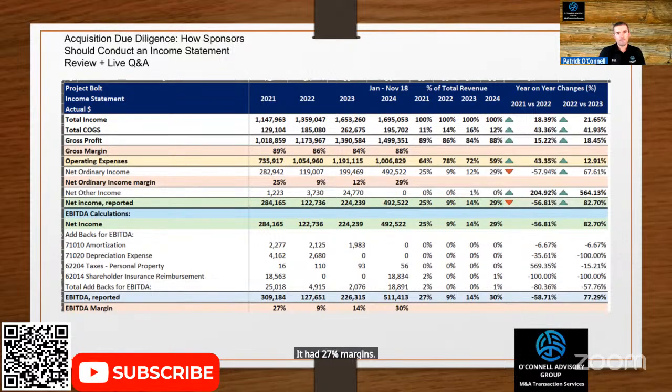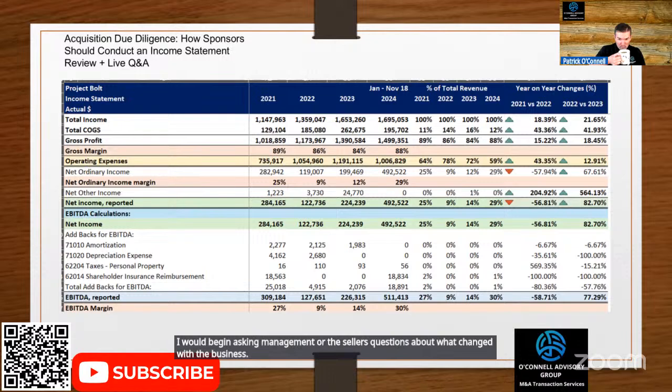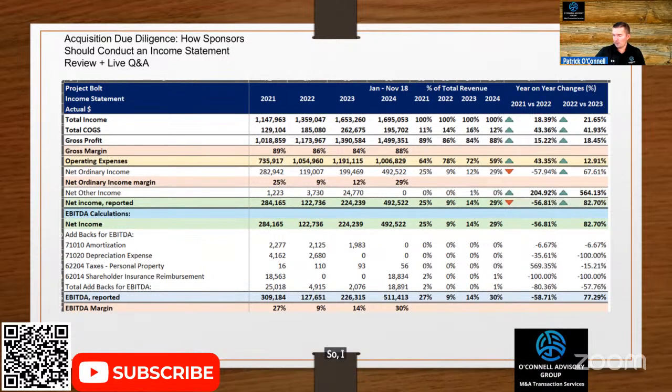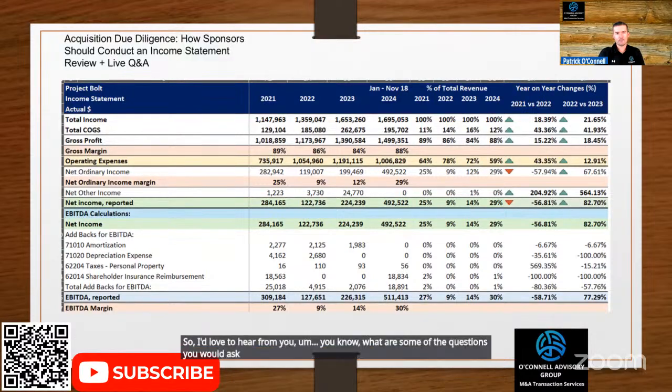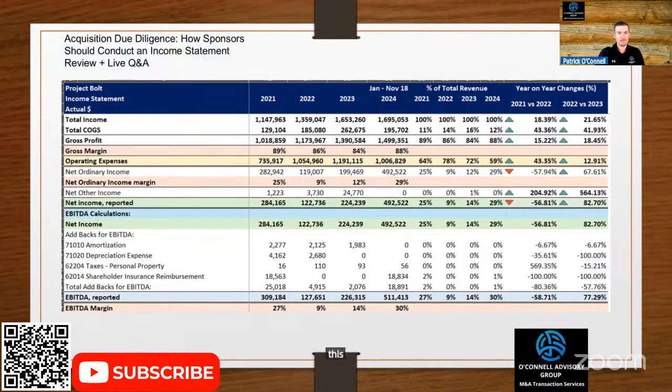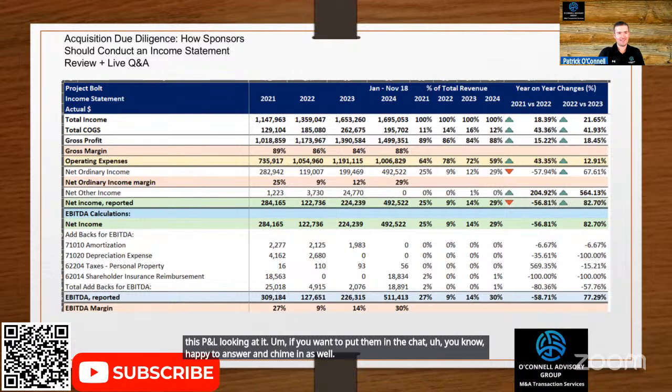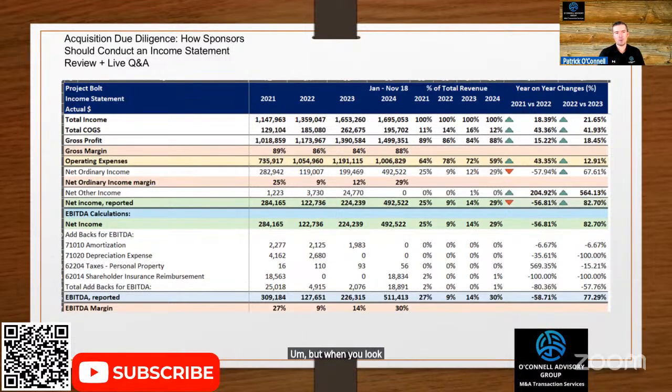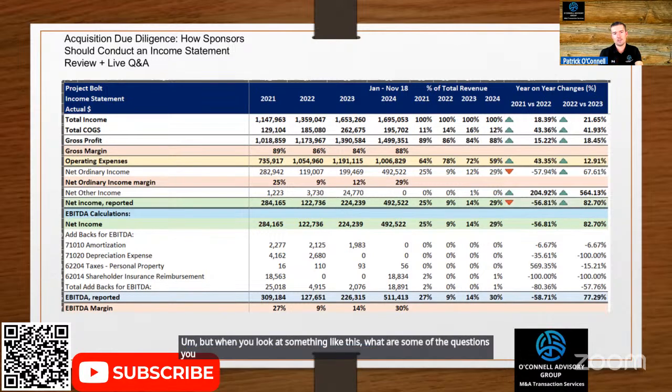Once you set up a table that looks like this, I would begin asking management or the sellers questions about what changed with the business. I'd love to hear from you. What are some of the questions you would ask about this P&L looking at it? If you want to put them in the chat, I'm happy to answer and chime in as well. When you look at something like this, what are some of the questions you would want to ask about the business?